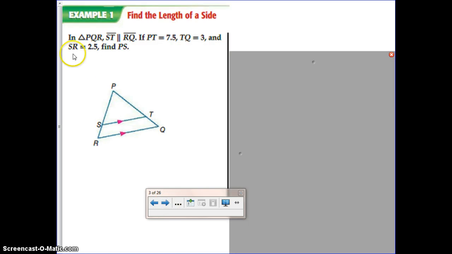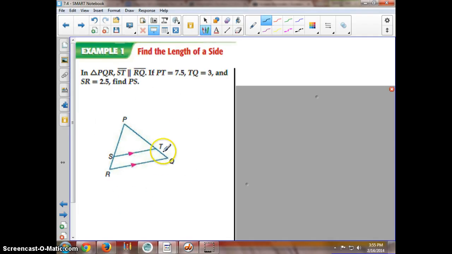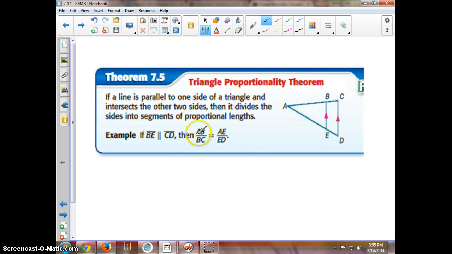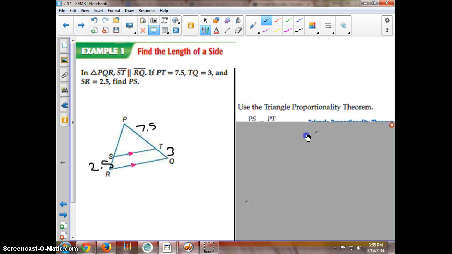So let's use that. In triangle PQR, ST is parallel to QR. If PT is 7.5, and TQ is 3, and SR is 2.5, they want us to find PS. So we're going to use this exact same setup where we say this part is to this part as this part is to this part. All right, let's do it.